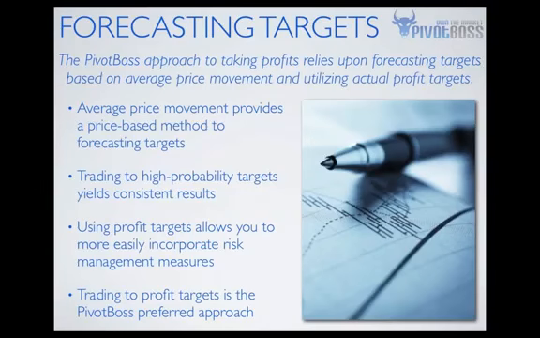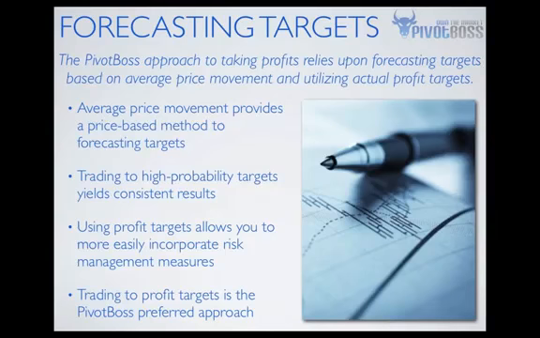So playing to profit targets is going to be a very solid approach that we're going to be using here, but I'm also going to show you how I incorporate trailing profit stops when the time calls for it. Average price movement provides a price-based method to forecasting targets. That's important. Price is king. So when you're able to forecast anything, whether it's support resistance lines, targets, stops, anything based on actual price, you're going to likely have better and more reliable numbers to work with.